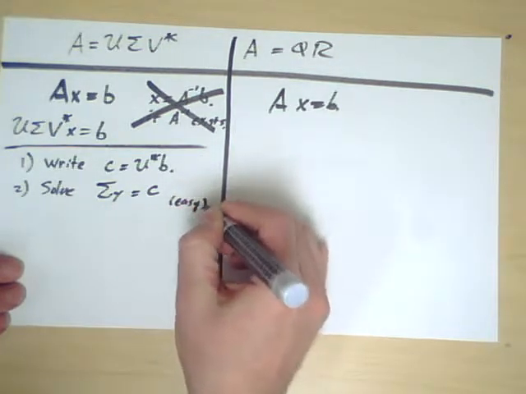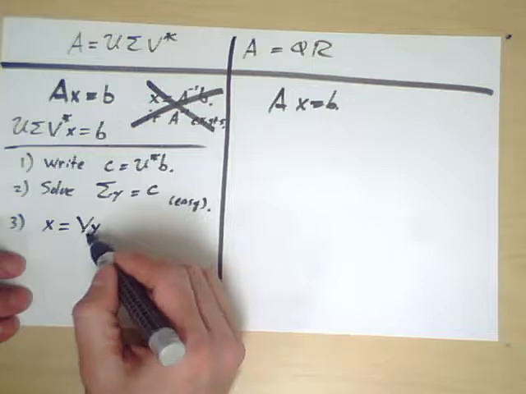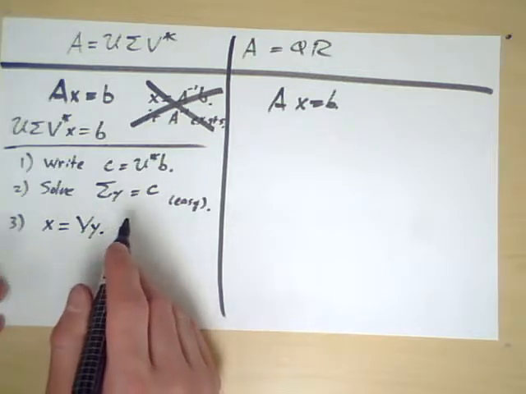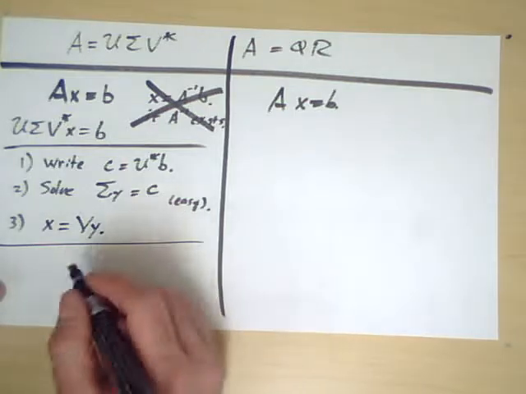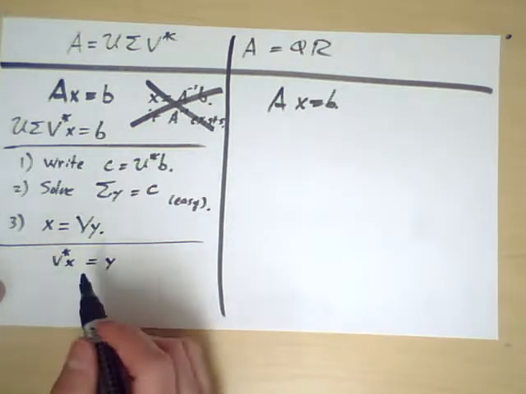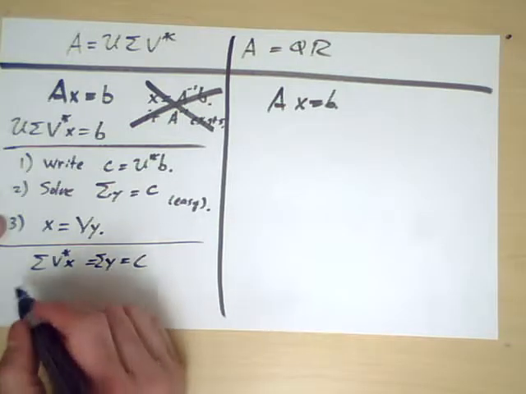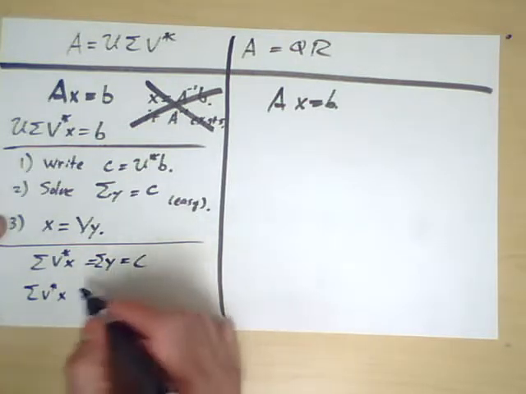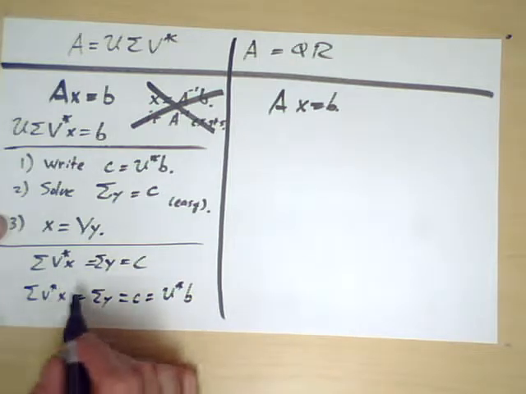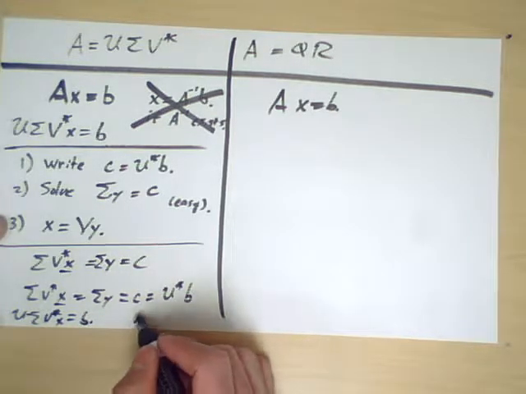Step 3, well, now x is equal to V y. This is multiplication again. We already have V written down, or rather V star, so take its conjugate transpose and multiply it by y. And you see if you do this sequence of 3 steps, what we've written is, well, y is V star x, and sigma y is C, and sigma V star x is sigma y is C is U star B. So we've found x that solves U sigma V star x equals B, or AX equals B.